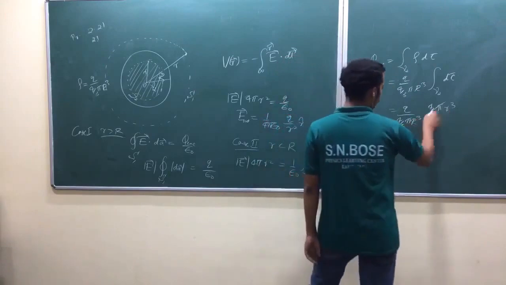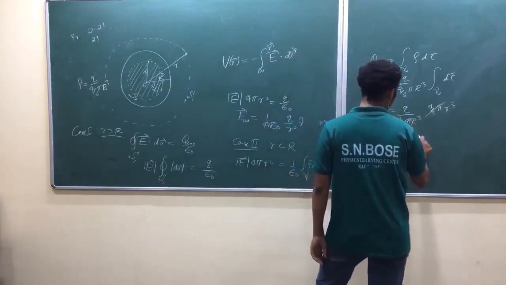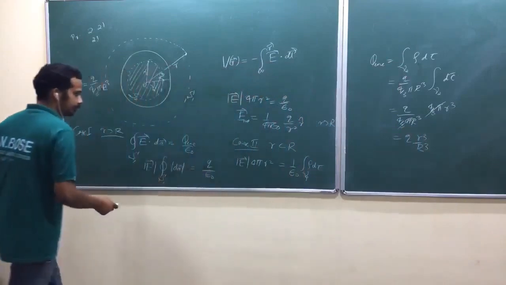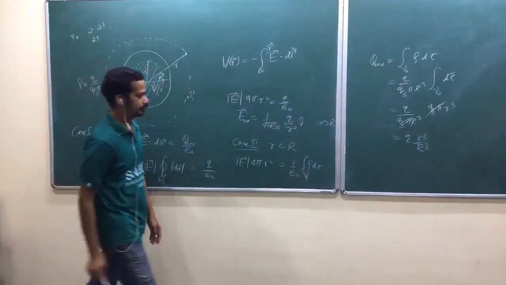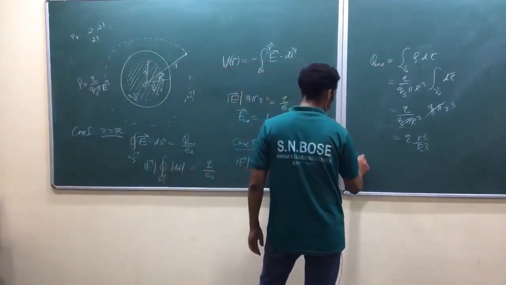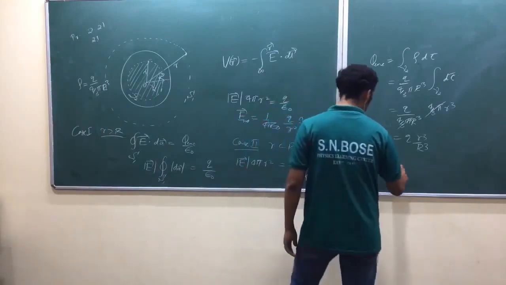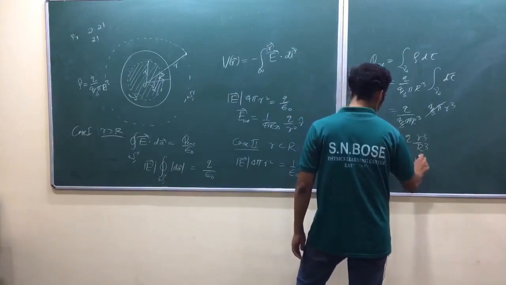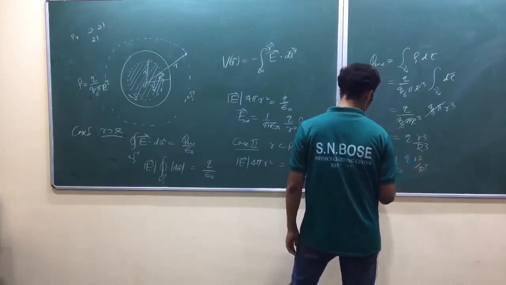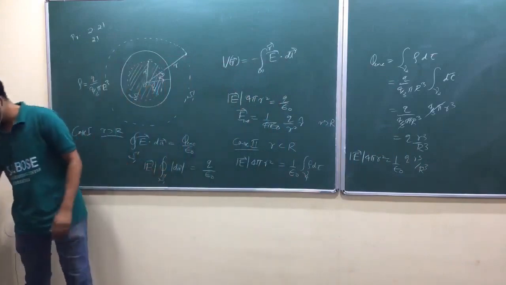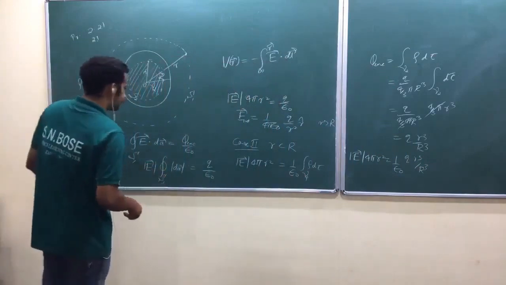Now again, Q r cube by R cube, am I right? So now if I substitute here, what would happen? E into 4 pi r square into 1 by epsilon naught Q r cube by R cube. I think I can, yeah, how do you write?